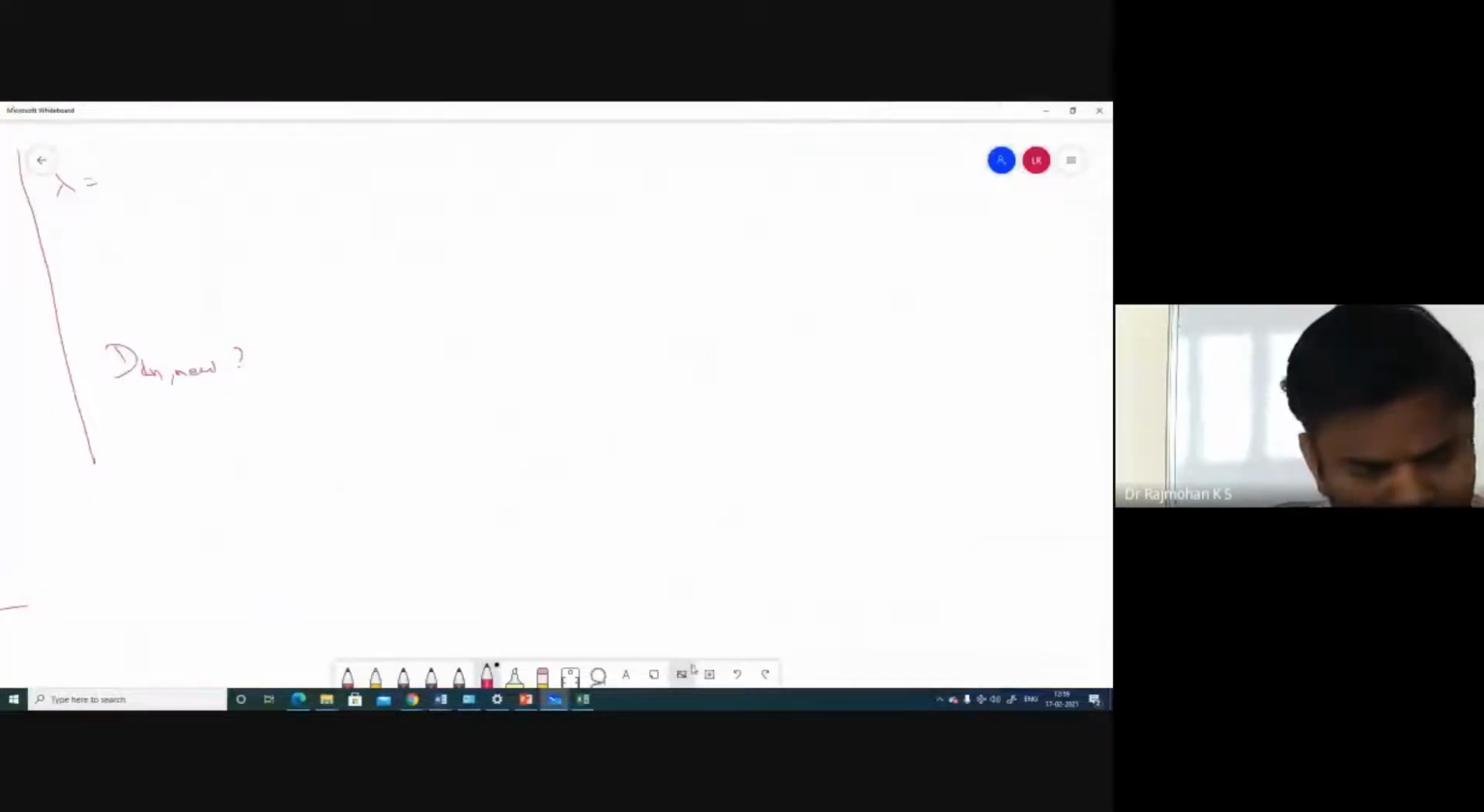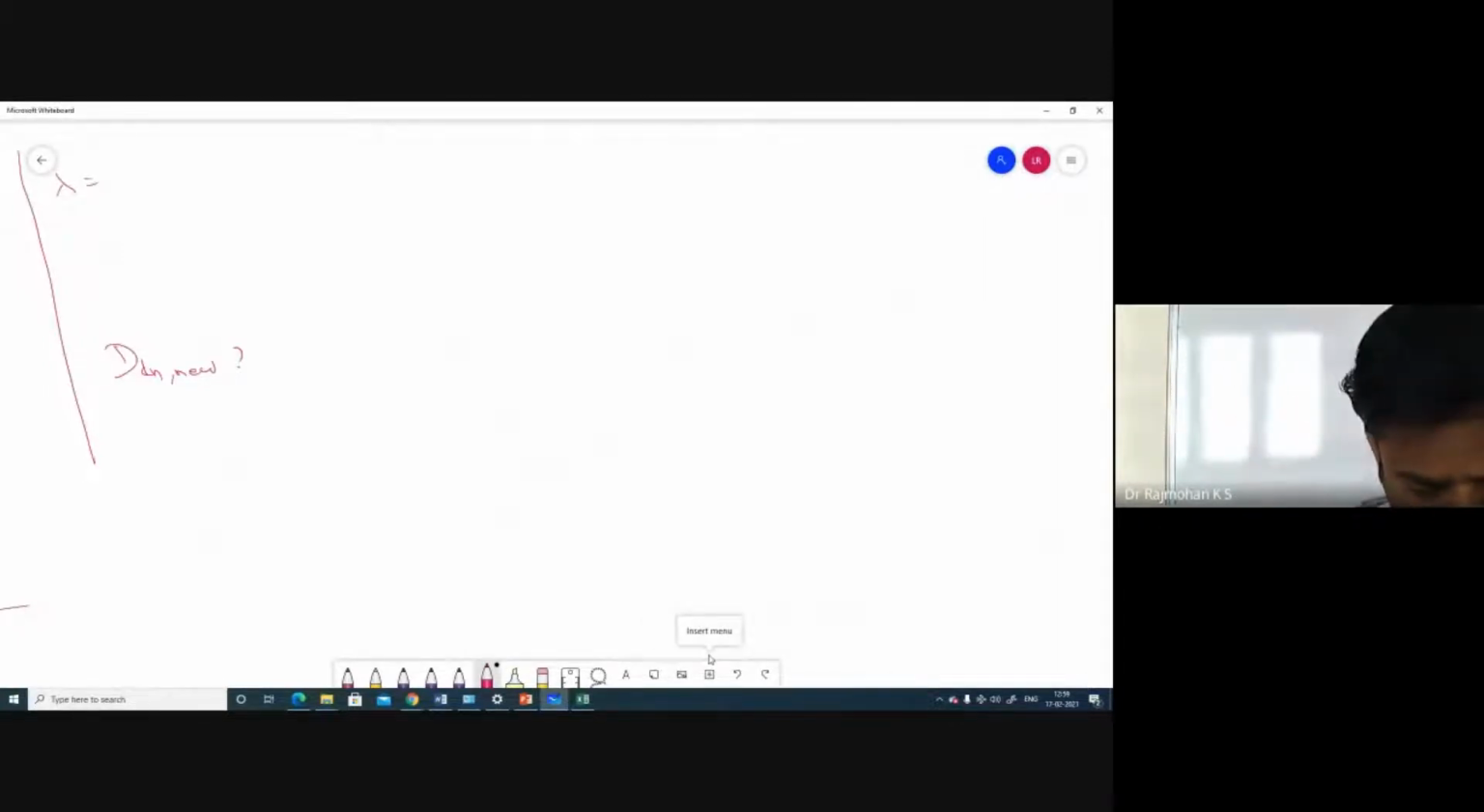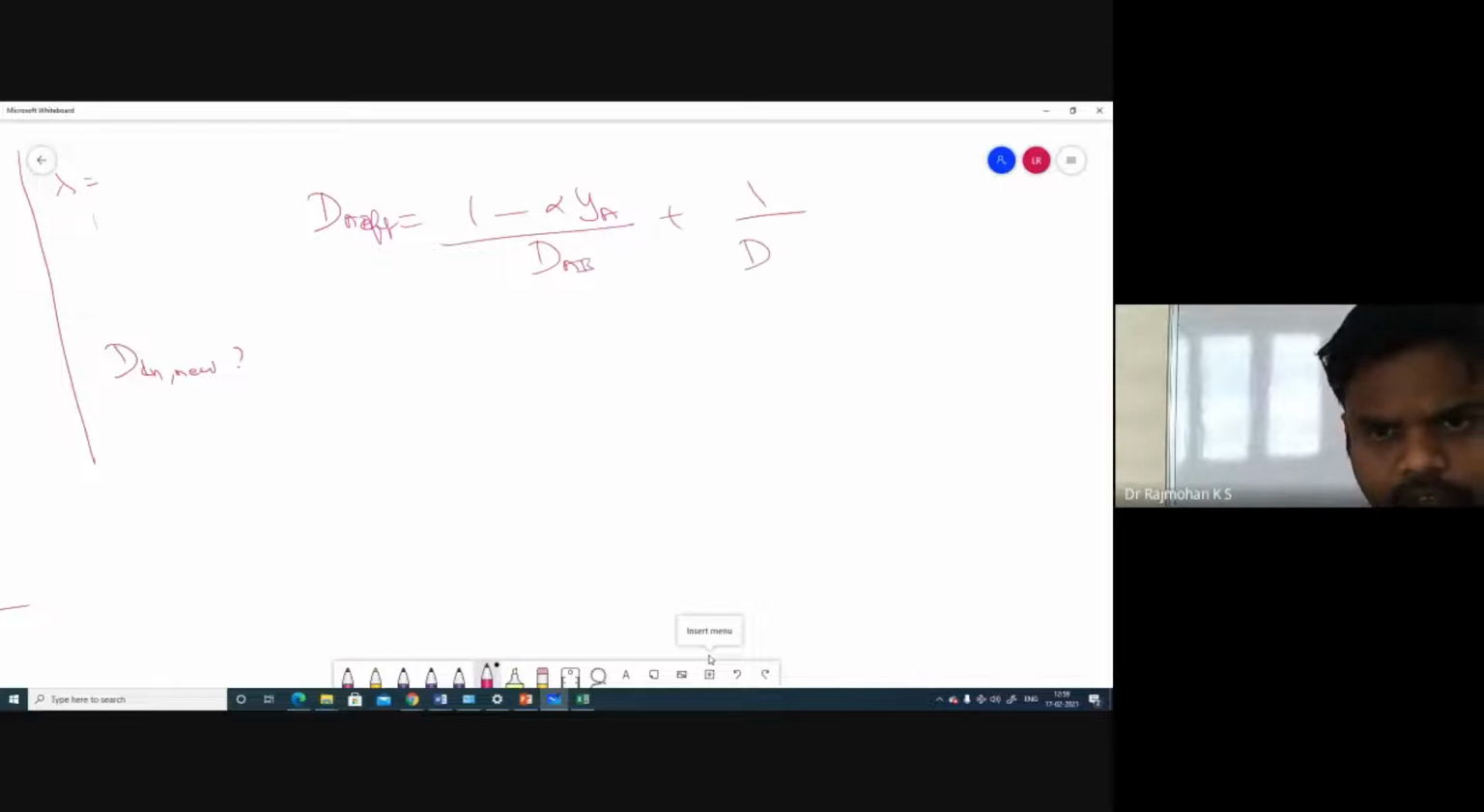We can write this D_A effective as 1 minus alpha y_A divided by D_AB, plus 1 by the diffusivity due to Knudsen. So this is D_A effective. What is alpha? Alpha is 1 plus N_B by N_A, and y_A is the mole fraction of A. Actually here it is based on Knudsen diffusivity.